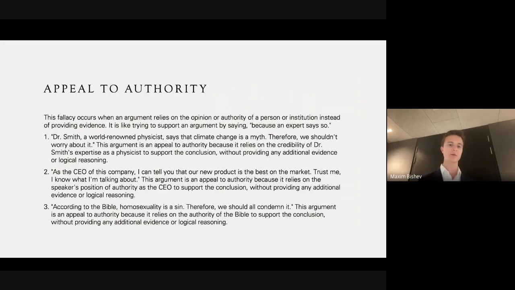So Dr. Smith, a world-renowned physicist, says the climate change is a myth, therefore we shouldn't worry about it. As the CEO of this company, I can tell you that our new product is best on the market. Trust me, I know what I'm talking about because I'm the CEO of this company. According to the Bible, homosexuality is a sin, therefore we shall condemn it. That's also an appeal to authority. In this case, the authority is not an individual, but a thing, namely the Bible or a source. Okay. This all sounds familiar, right? You all get what appeal to authority consists of.